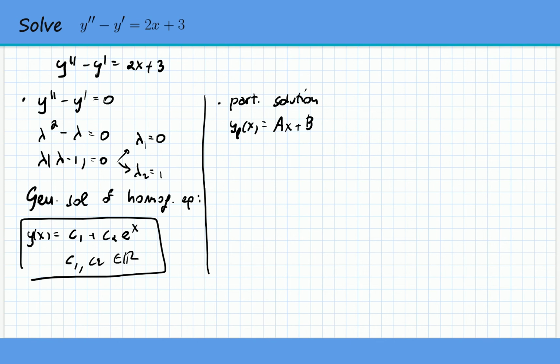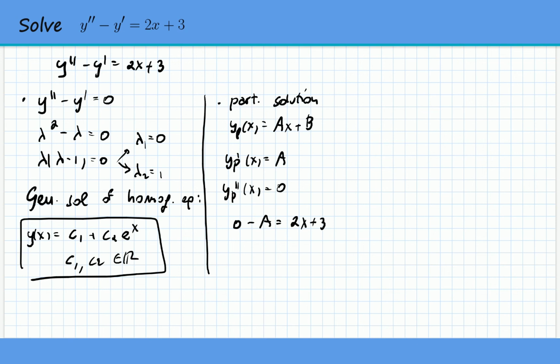Okay, so let's try this. In order to plug it in, I need to compute the derivatives. So the first derivative is a, and the second derivative is 0. So now, if I plug into the equation, I have y double prime, which is 0, minus y prime, which is a, equals 2x plus 3.